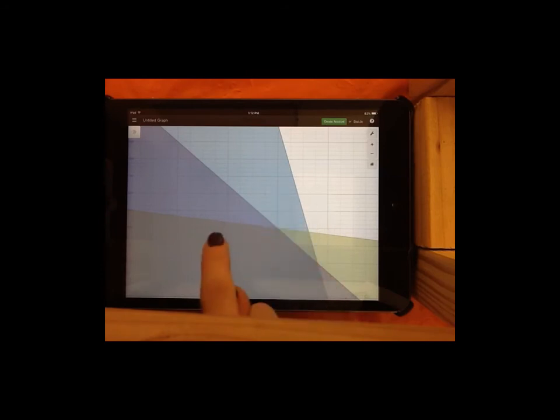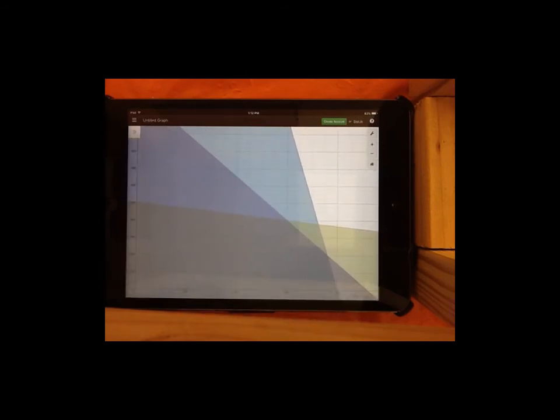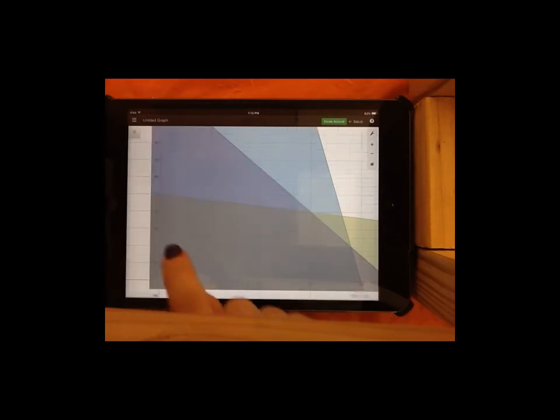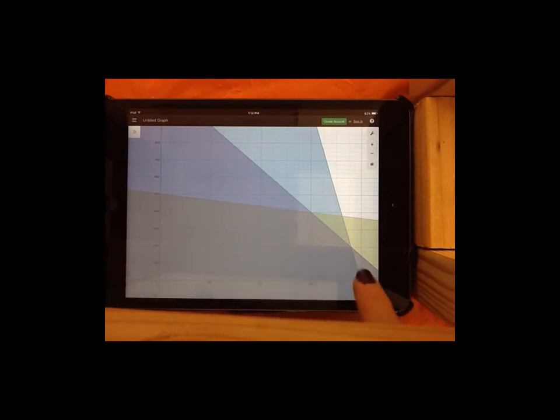So here's my grid, and I can pick it up and move it. And it's shading the solution region for me so that I can see this area in here. So from here, over, up, along there, and across there. That's my solution region. That's the overlap. That's the region that works for all the inequalities. So that's the region we're going to be focused in on.